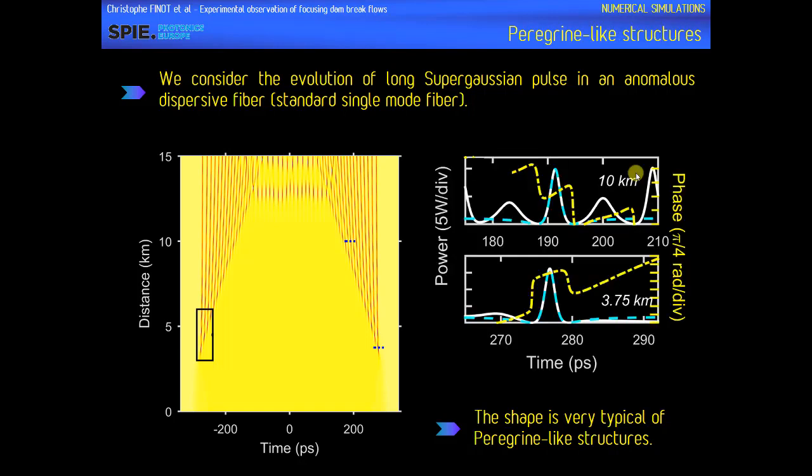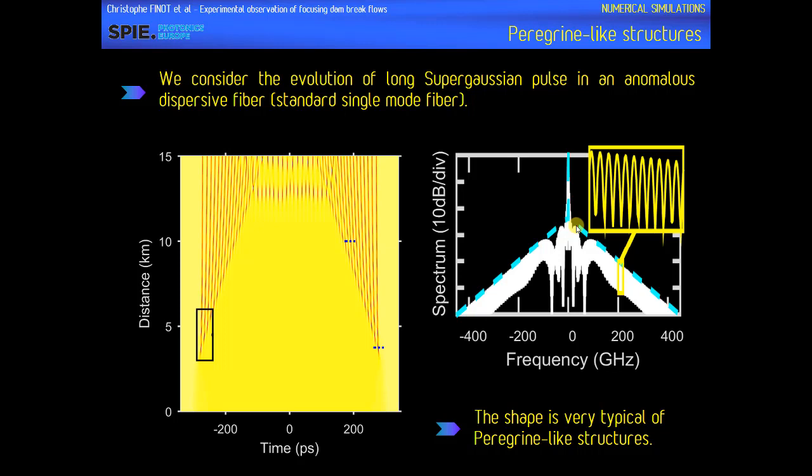It is also interesting to have a closer look at the profile that can be measured at the point of maximum compression. And what is interesting to see is that the temporal intensity profile can be well fitted by the shape of a Peregrine soliton. Moreover, when we have a look at the temporal phase profile, we can see that we have a typical pi phase shift in the wings of the pulse, and all those features are very close to the Peregrine soliton. This is why we can say that in this evolution of a box in the anomalous regime, we observe a dynamics that is very typical of a Peregrine-like pulse.